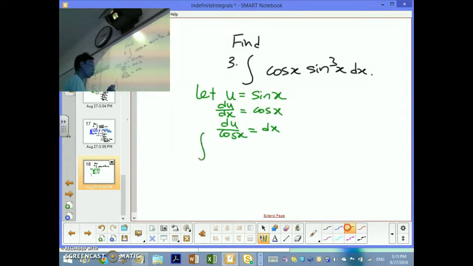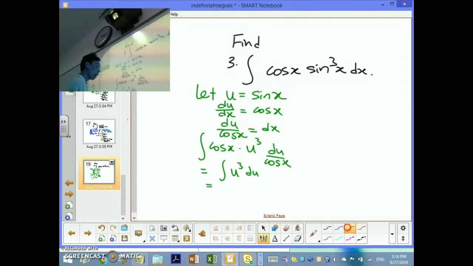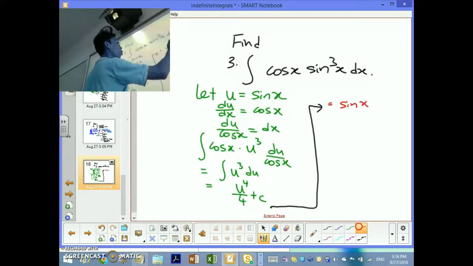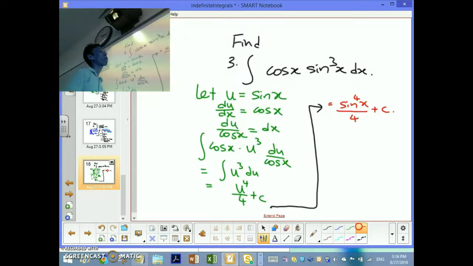So now the integration of cosine x and then sine x raised to the power of 3 becomes u cubed. dx is du over cosine x. And again you see that cosine x and cosine x cancel. And you're left with u cubed du. Then the answer is u to the power of 4 over 4 plus c. In other words, u itself is sine x, so this is sine x raised to the power of 4 over 4 plus c. That's it.